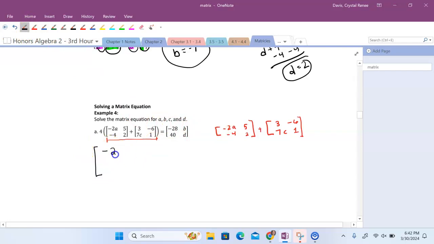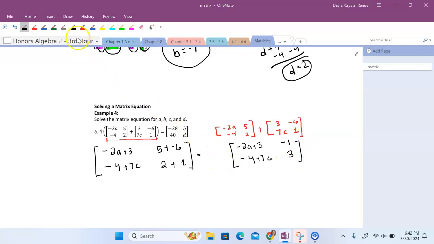Now remember, when you add, we're just adding the corresponding positions. So we have -2a plus 3, -4 plus 7c, 5 plus -6, and 2 plus 1. If we simplify that, -2a plus 3 can't be simplified, -4 plus 7c can't be simplified, 5 plus -6 is simply -1, and 2 plus 1 is 3. Now I'm going to incorporate the scalar. I've taken care of the inside; I've added these two matrices together.